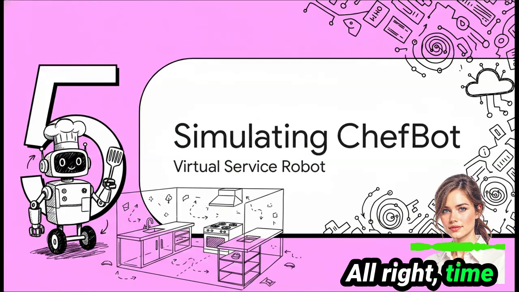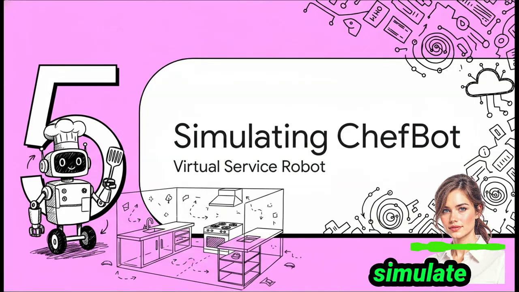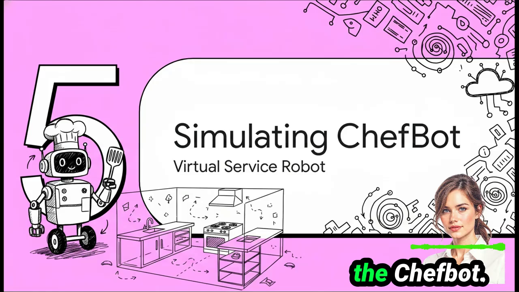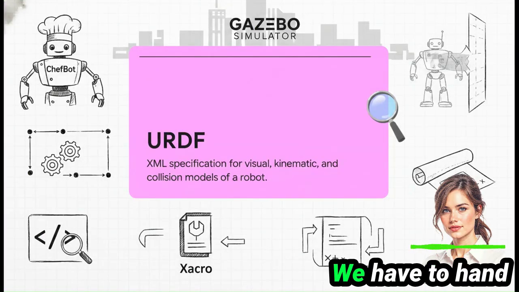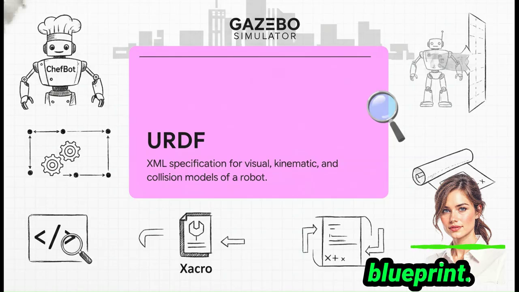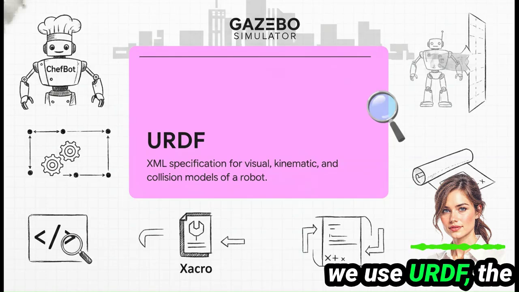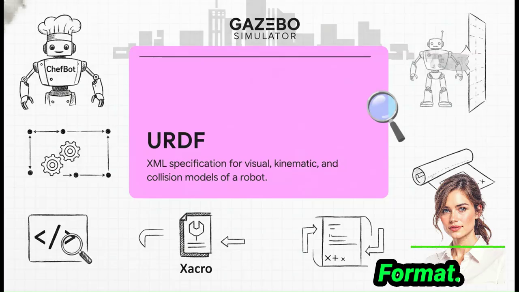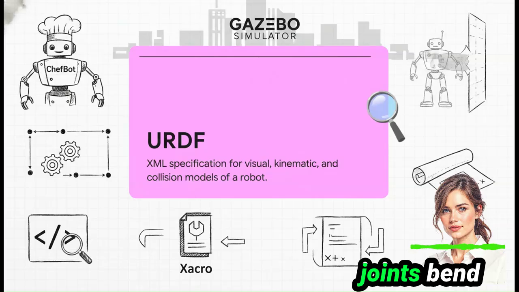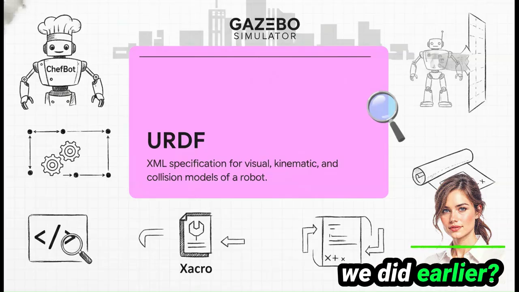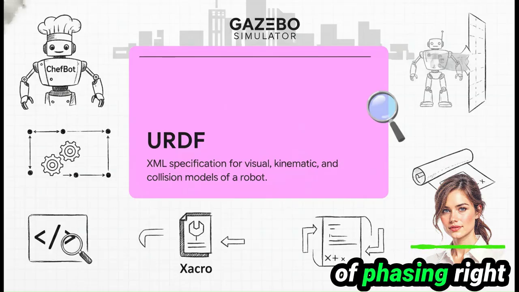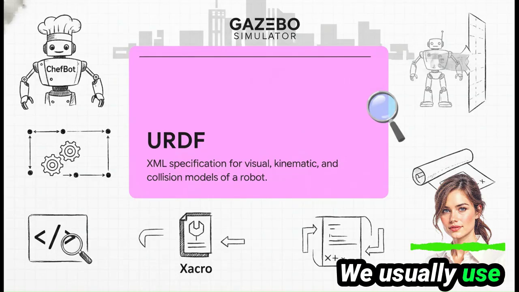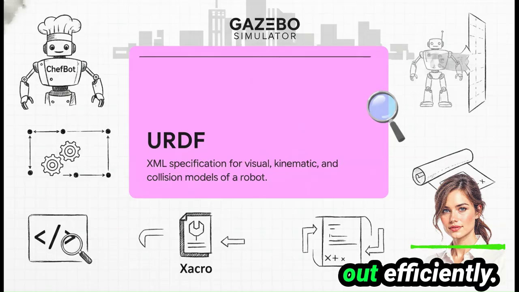All right, time for the fun part. Let's actually simulate our custom service robot, the ChefBot. To drop ChefBot into Gazebo, we can't just wish it into existence. We have to hand this simulator a highly detailed blueprint. In the ROS world, we use URDF, the Unified Robot Description Format. It's an XML file that spells out everything. What does the robot look like visually? How do its joints bend based on that kinematics math we did earlier? And crucially, where are its invisible collision boundaries so it actually bumps into tables instead of phasing right through them like a ghost? We usually use a handy tool called Xacro to write these files out efficiently.